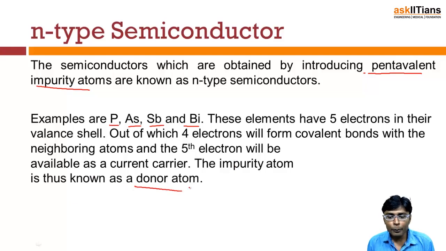Therefore this type of impurity atom, a pentavalent impurity atom, is known as a donor atom. Why donor? Because this pentavalent atom has 5 electrons, so 4 will be paired with the neighboring silicon atoms, and there will be one extra valence electron that is available for conduction, or we can say available for donation. So it has one extra free electron left. Therefore this type of impurity atom is called a donor atom.